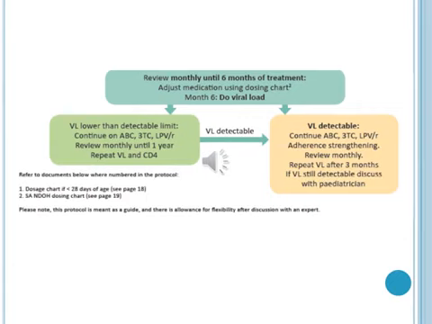If your 6-month viral load comes back as undetectable, then you continue and you only do a viral load and a CD4 again at 1 year of age. If the viral load is detectable, you need to look at adherence, review them monthly, and then repeat the viral load after 3 months. If it is still detectable, then you need to discuss with an expert.